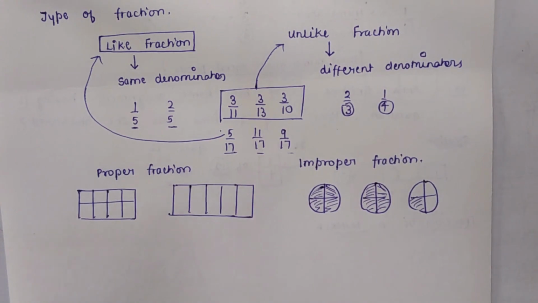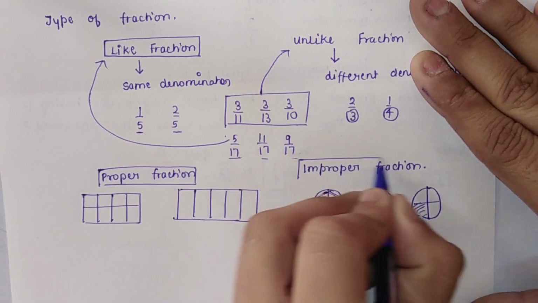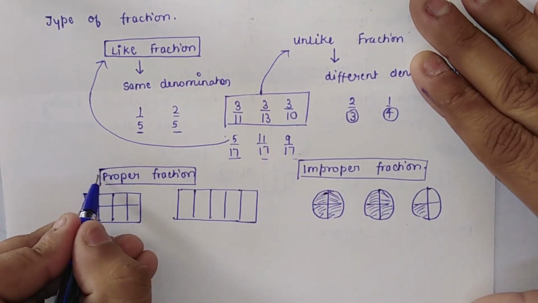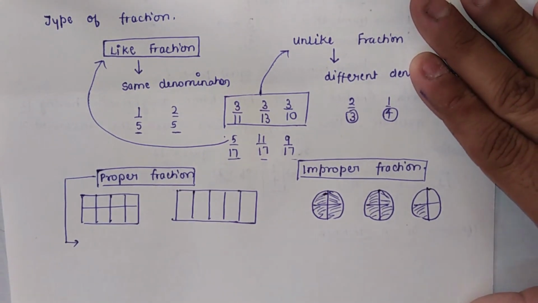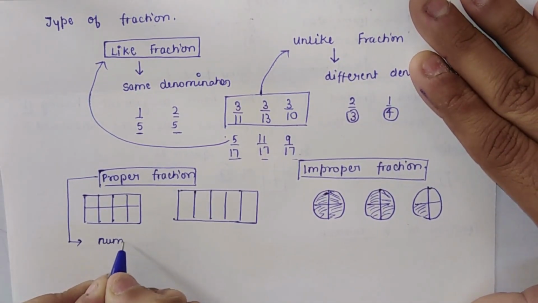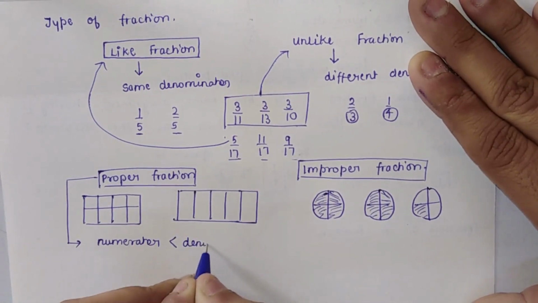Let's talk about proper and improper fractions. So what is a proper fraction and what is an improper fraction? A proper fraction is any fraction in which the numerator is always less than the denominator. In the case of a proper fraction, the numerator will always be less than the denominator.